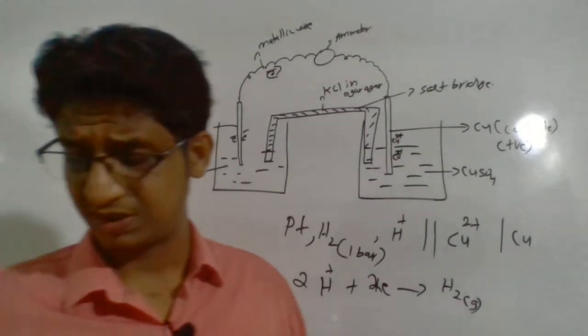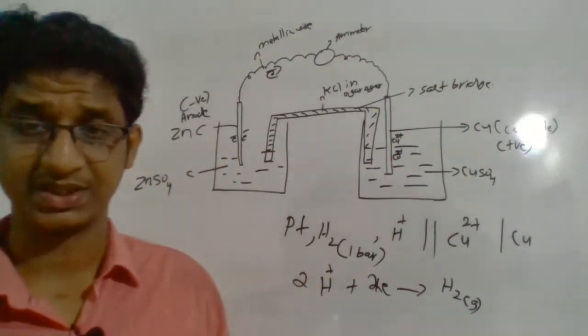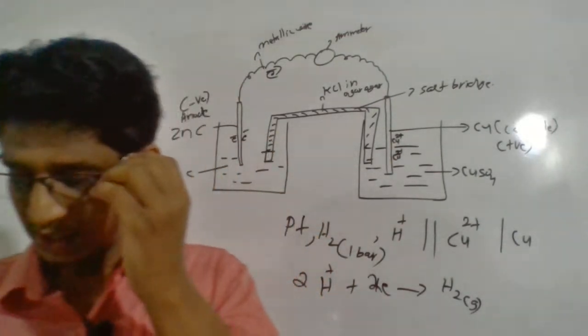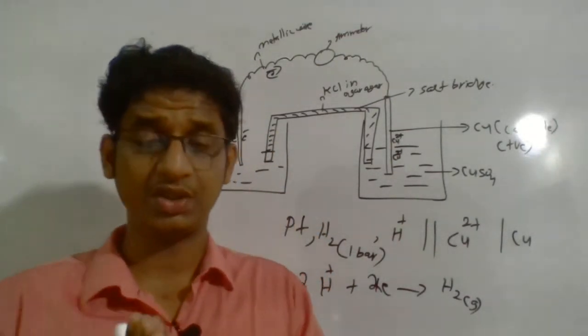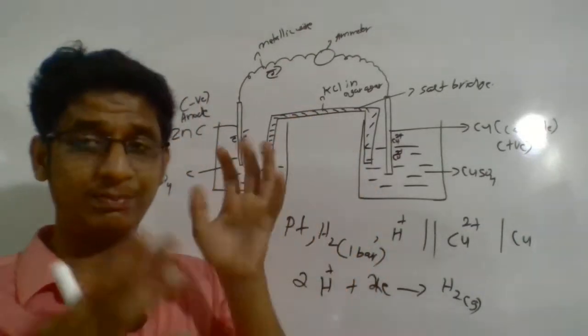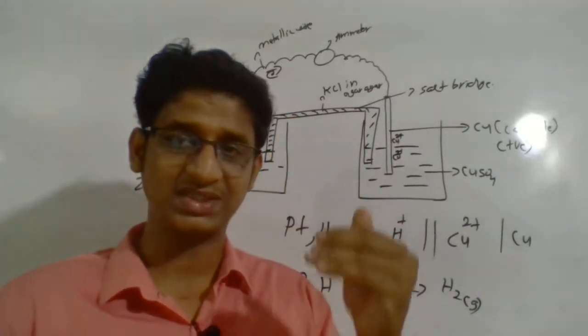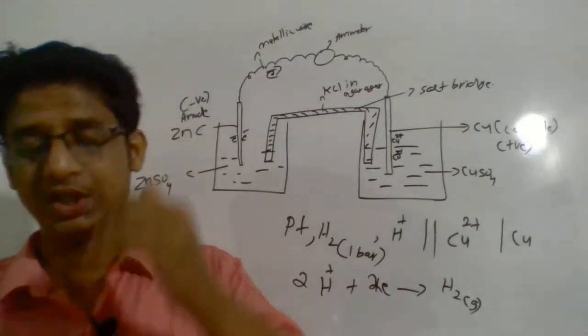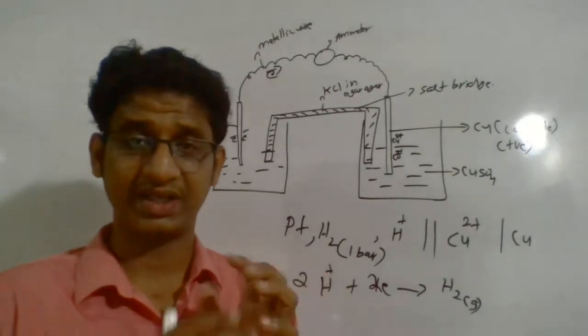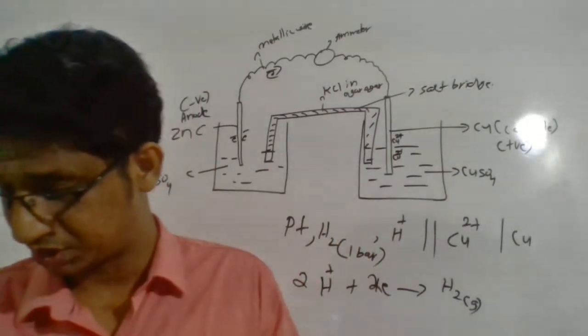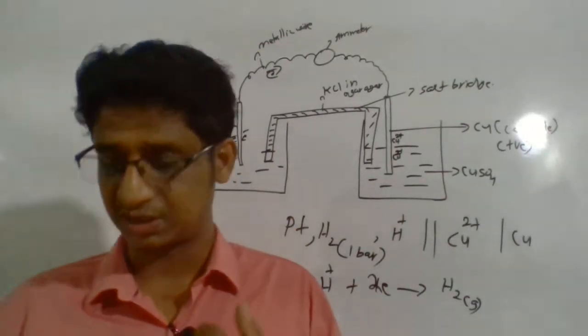Now let us discuss the functions of the salt bridge, generally asked in the question paper. The first point I told: the salt bridge actually completes the cell. Without a salt bridge it generally does not work. So a salt bridge is required, which internally connects the two solutions and completes the electrical circuit.